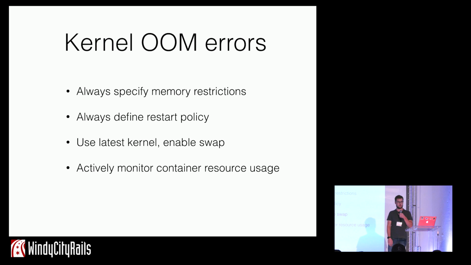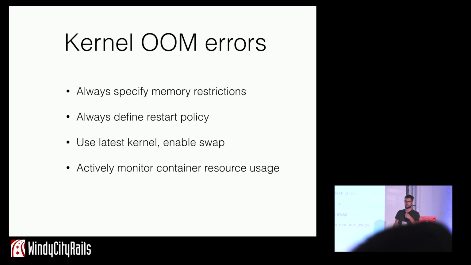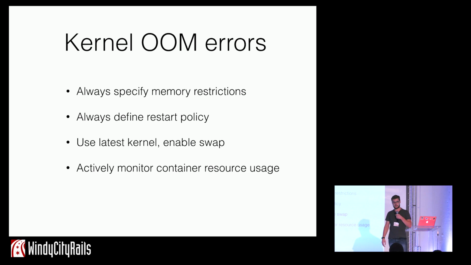Also, rule number 1: always use the latest kernel where available and enable swap. That means the system will have enough room to not go down. And obviously monitor your resources, because if you don't know what's going on in the system, then you don't know anything.